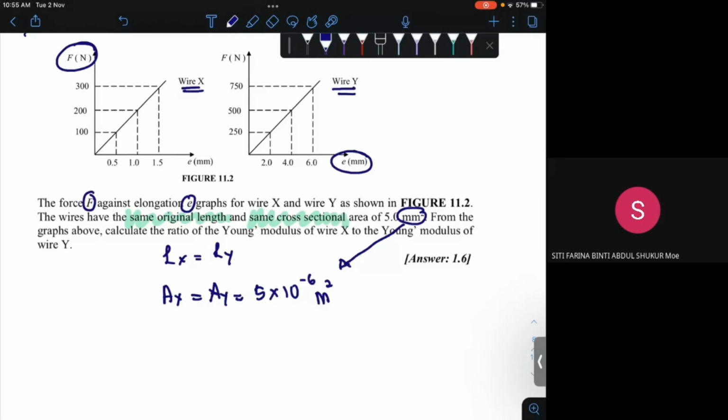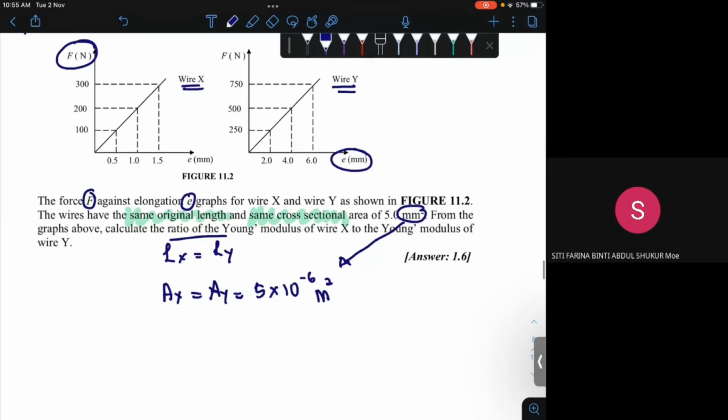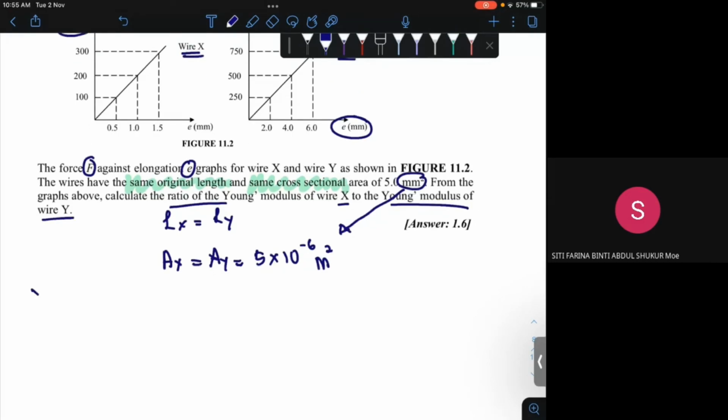From the graph above, calculate the ratio of the Young modulus of wire X and Young modulus of wire Y dekat sini. So sama juga dia nak ratio of X to ratio of Y untuk siapa? Untuk Young modulus. Kita punya equation F LX bahagi dengan extension X, area of X, over F Y L Y, extension Y, area Y.